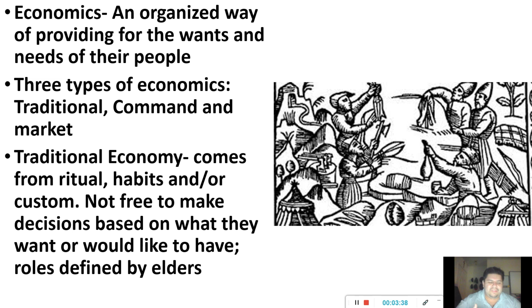And the roles are defined by the elders, the people who've experienced it before. They know this is how things go. Now, I know I mentioned holidays. It's easier to make the connection when you associate it with holidays because you experience holidays with your families and stuff like that. But we're going to look at it from an economic point of view.